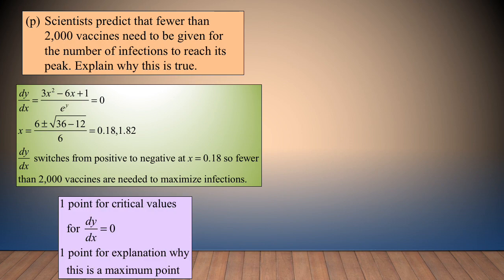2 points for this problem, 1 point for finding the critical values for dy/dx is equal to 0, and 1 point for the explanation why the one that we are interested in is a maximum. Part Q reads, based on your answer from Part N, write but do not solve an equation using only the variable v, which is the number of vaccinations that must be given for the number of new infections to be 0.